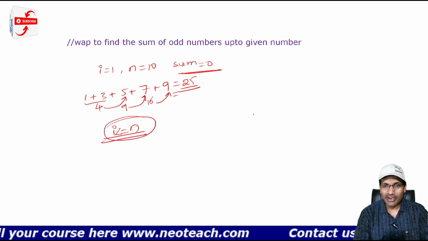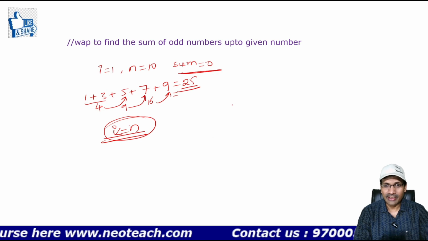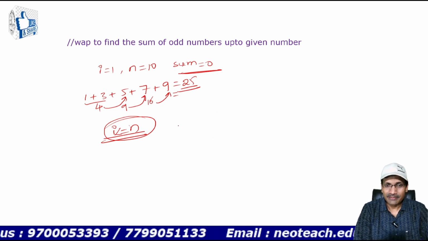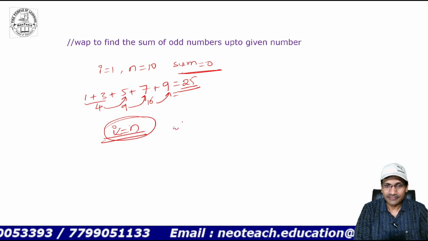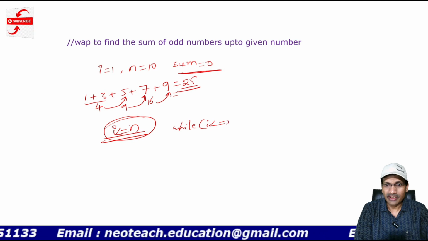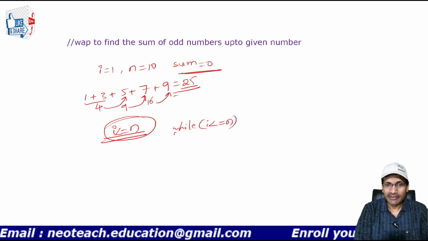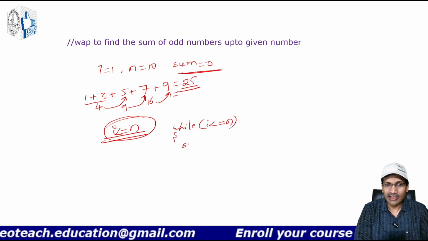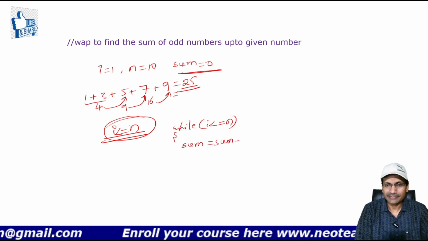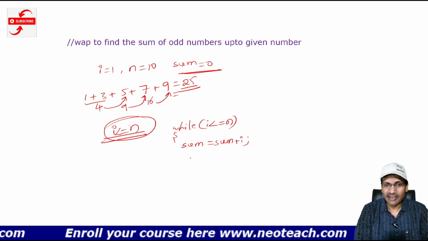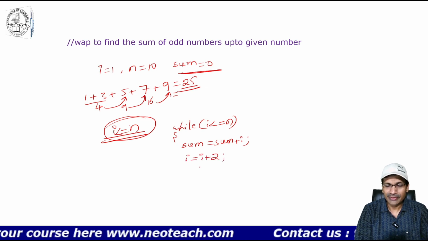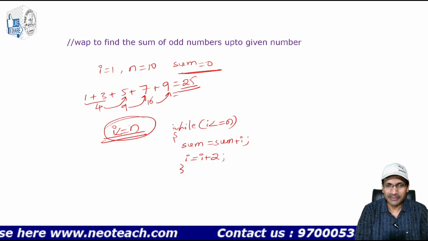Okay, so how to write that program is important, right? The main code I will write here. See, simply we will write the while block. So while i less than or equals to n, right? In the while block we are going to calculate this summation: sum is equals to sum plus i. Then we are changing i is equals to i plus 2. Okay, and this is the main code.